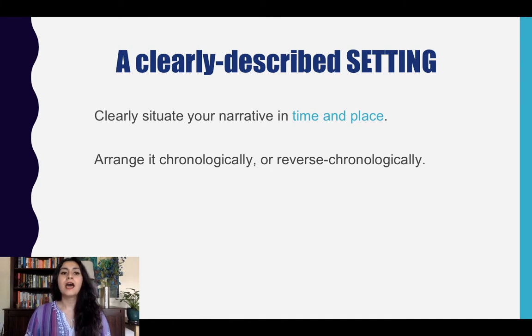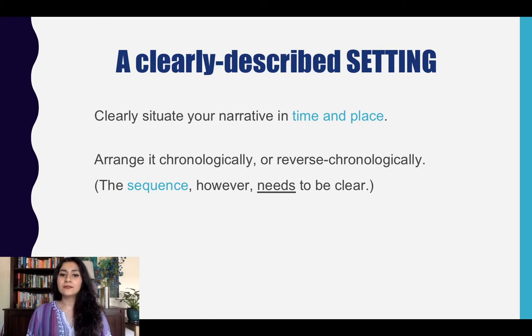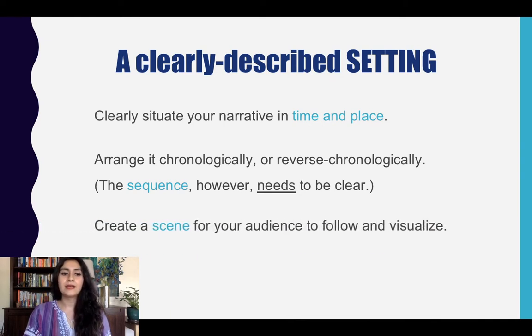not lost. Arrange your narrative chronologically or reverse chronologically. So, when I say chronologically, I mean that it's moving from the present to the future, and reverse chronologically means that it's moving back in time. So when you're writing reverse chronologically, you would tell the reader what happened and then you would move your way back to describe how and why it happened. The sequence, however, needs to be made clear. Make sure that it's not muddled or vague or fuzzy, right?